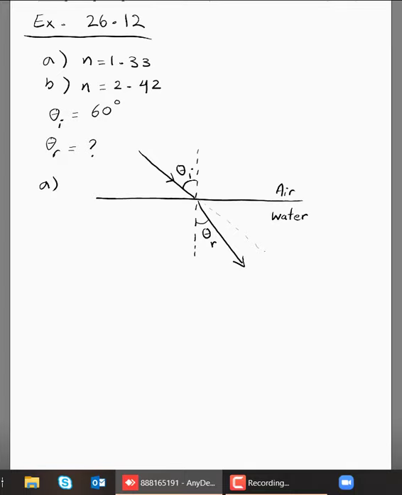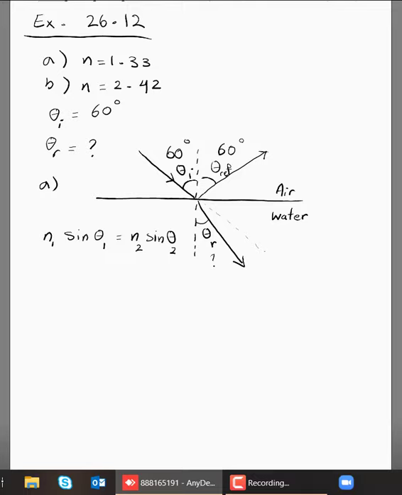Some of it, of course, will reflect. Let me show this. Both of them are not theta sub r. So this theta I is 60 degrees, and I know that the reflection is 60 degrees because the angle of incidence and reflection should be equal. But then what about theta r?